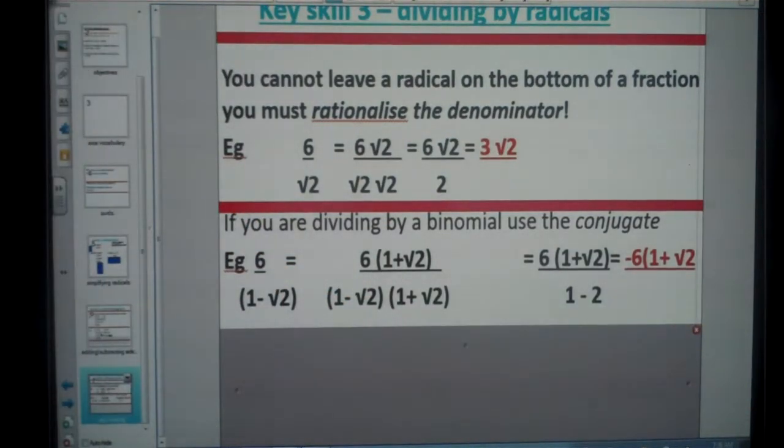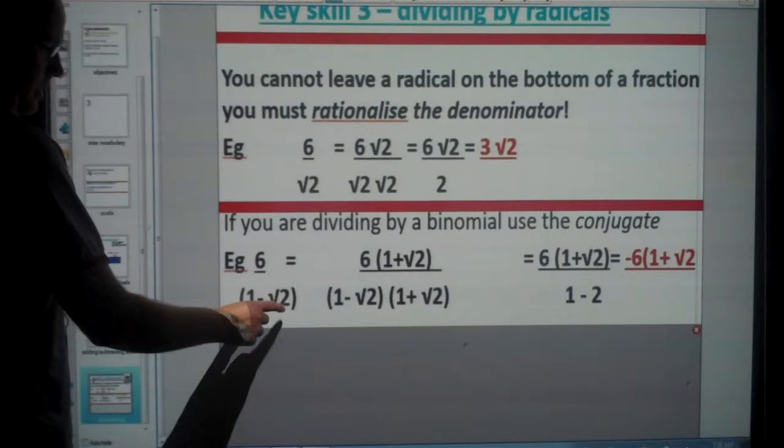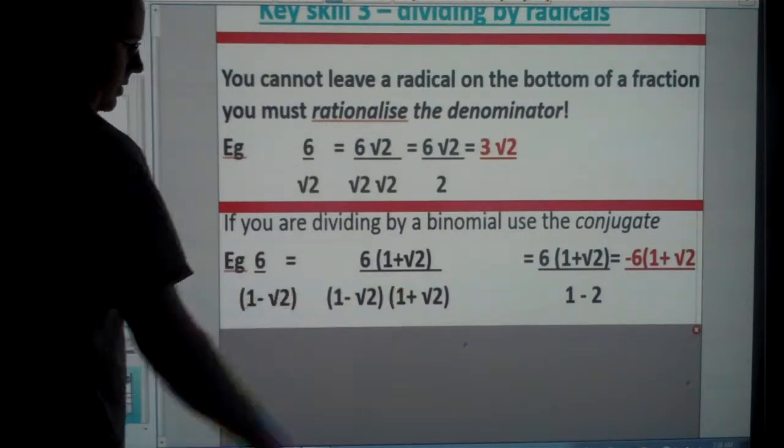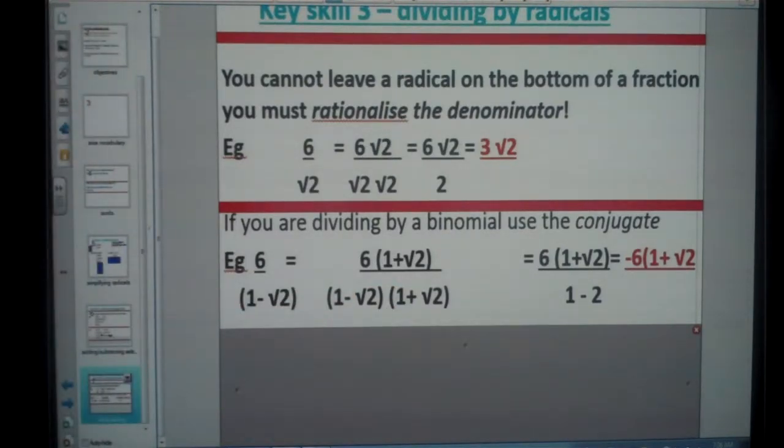Now, the one that's more complicated is when you have a binomial expression on the bottom, and what we do is we multiply by the conjugate. The conjugate is something you should have seen in Algebra 2. So the conjugate is the same expression but with a different sign. So if this one's negative, the conjugate is going to be positive, and vice versa. Make sure you multiply top and bottom by the same thing.